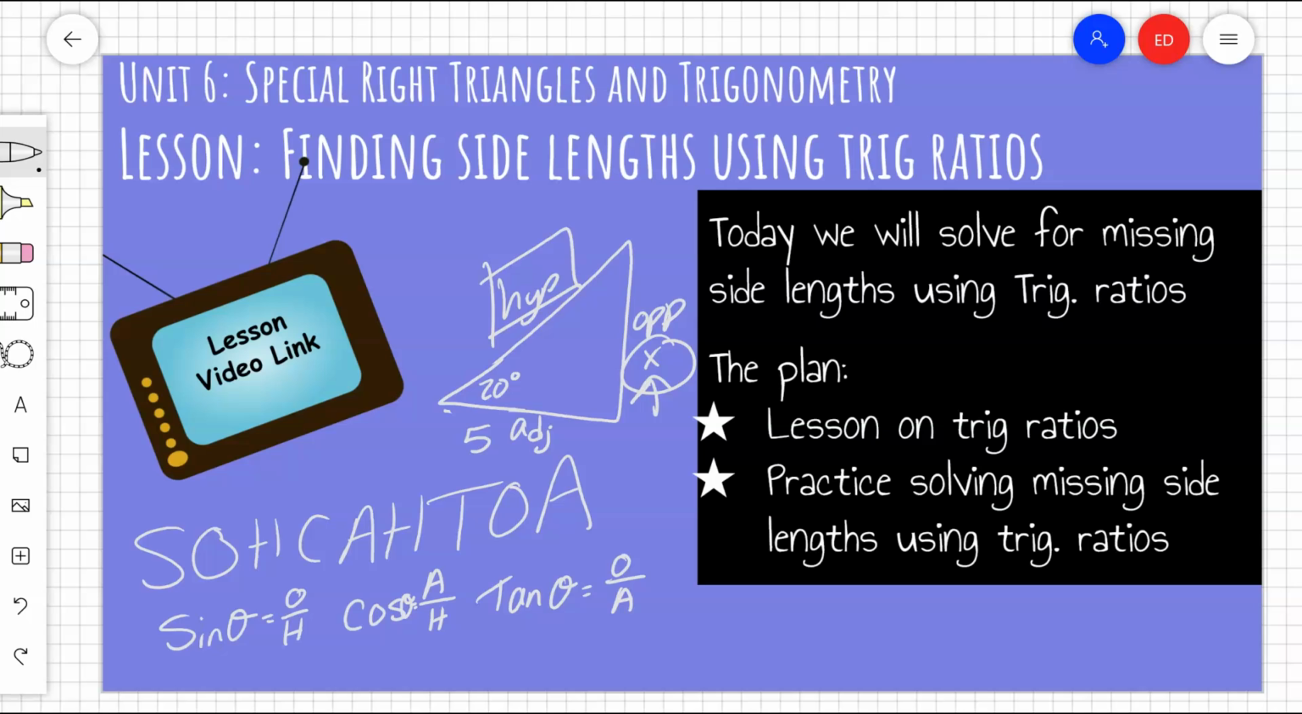All right, so what we're going to start on today is our lesson on trig ratios, and then we're going to practice solving the missing side lengths using trig ratios. So that's what we're going to work on today.